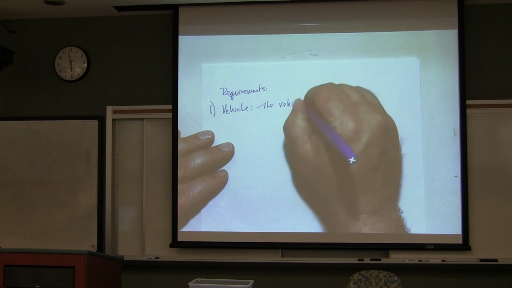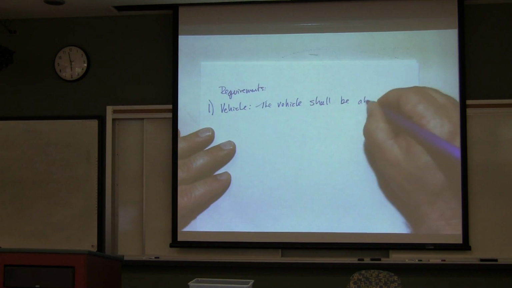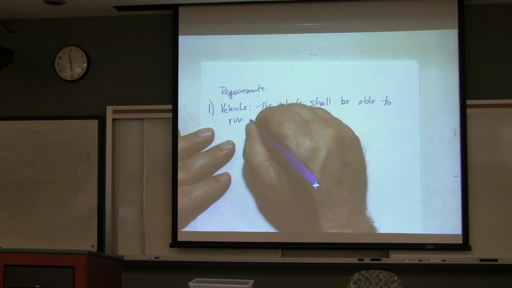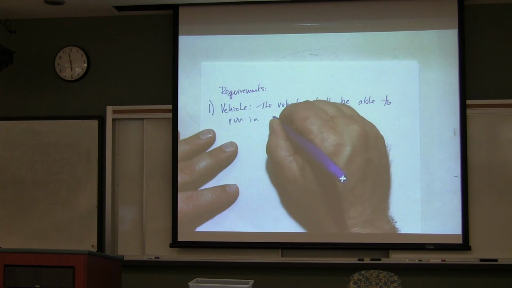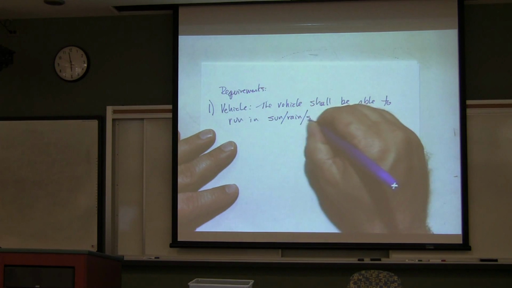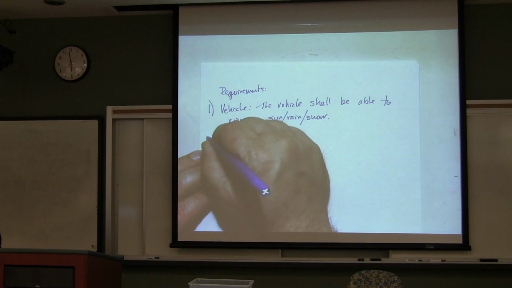The vehicle shall be able to run in sun, rain, snow. Notice I'm not solving the problem. I'm not saying, oh, and it must have knobby tires. I'm saying it must be able to do this and this and this.